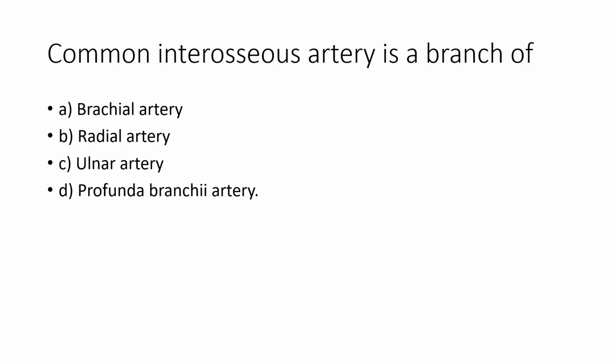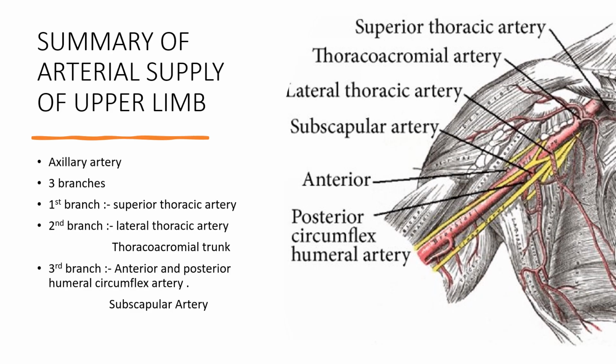As always, I have got a question for you guys. Common interosseous artery is a branch of the brachial artery, radial artery, ulnar artery, or the profunda brachii artery? Pause and try to answer this question. So I will provide you the summary of the arterial supply of the upper limb.